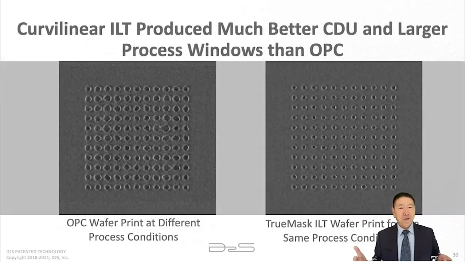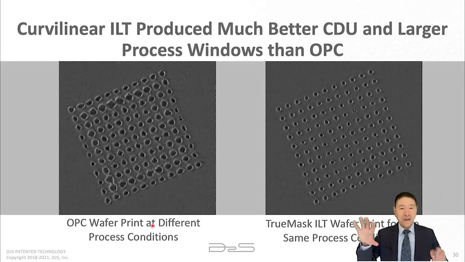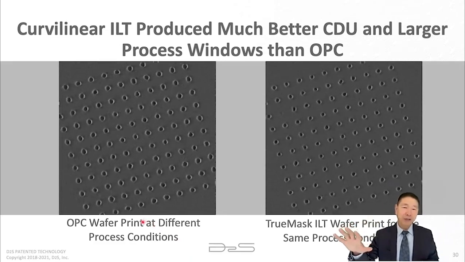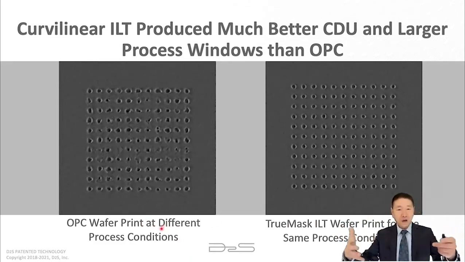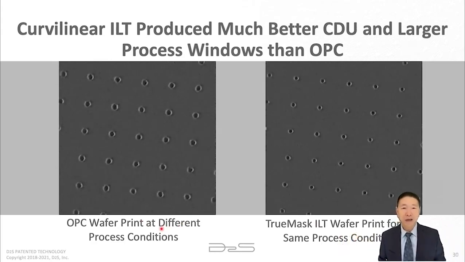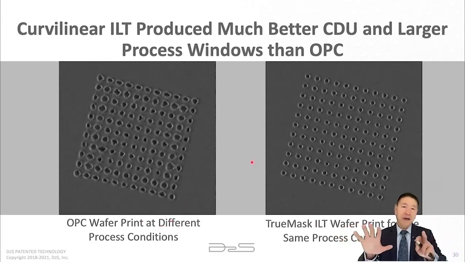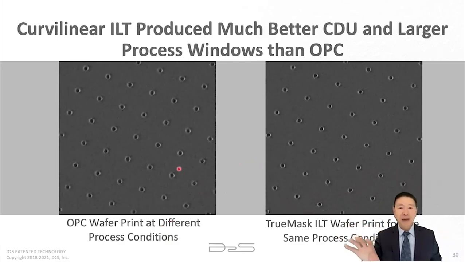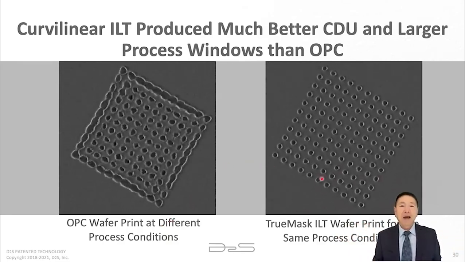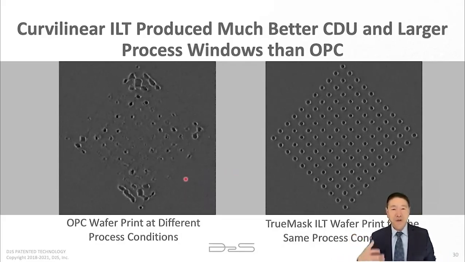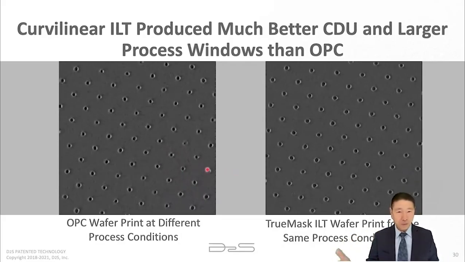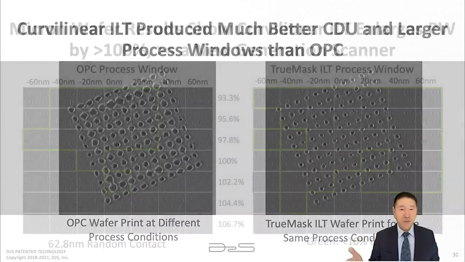We have to compare with OPC because we want to show the benefit of doing ILT. Here, the same pattern was treated by OPC and also treated by our ILT. We printed them and also varied the process conditions, and every pair is at the same condition. Now you can tell definitely ILT prints those wafers much better than OPC. Some of the OPC patterns don't even print, some printed really poorly.